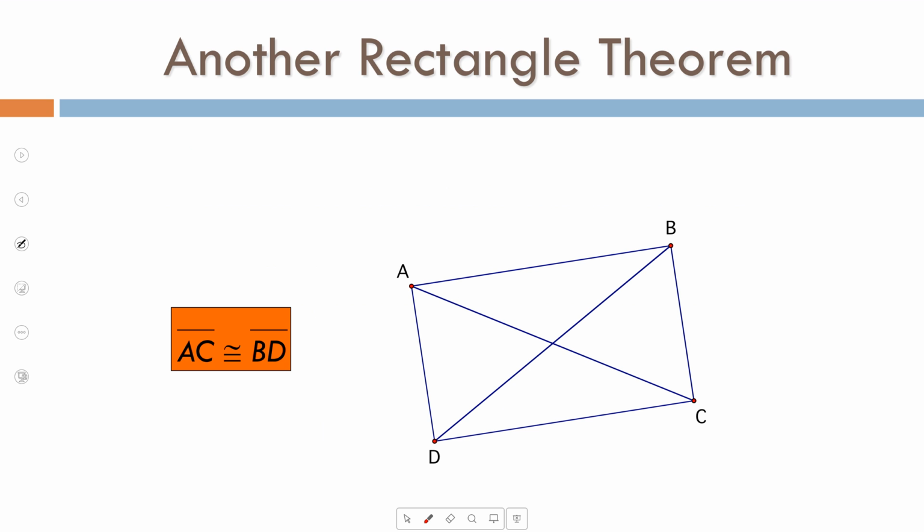Rectangle. Diagonals are congruent. 4 right angles. But all that other stuff that we talked about is also true. Parallelogram. Etc., etc., etc. Opposite triangles congruent. Alternate interior angles, vertical angles. All that kind of fun stuff.